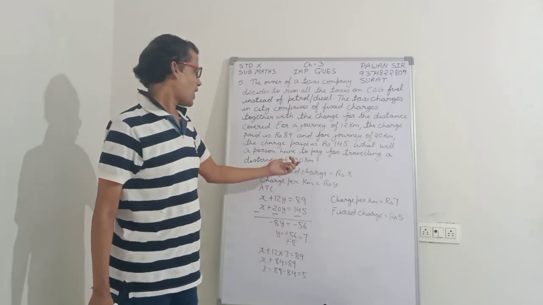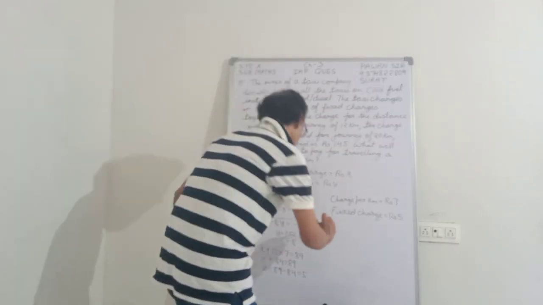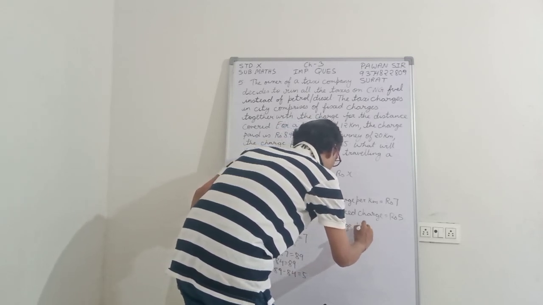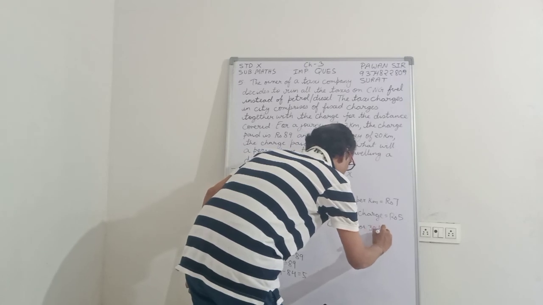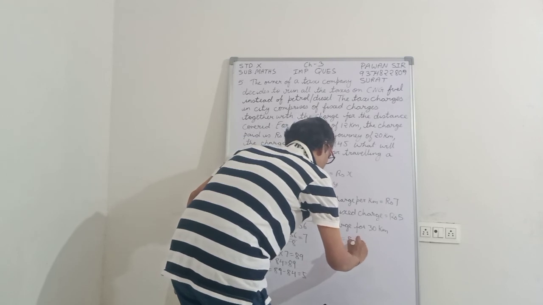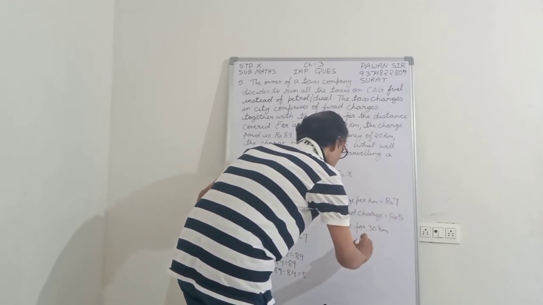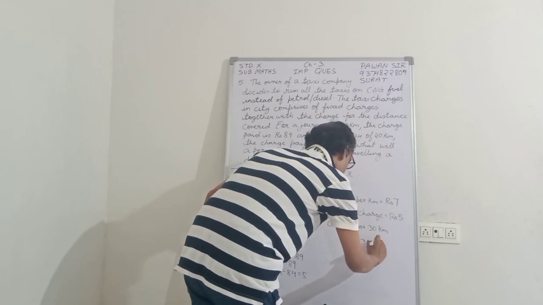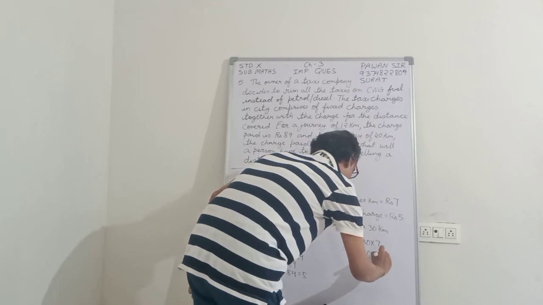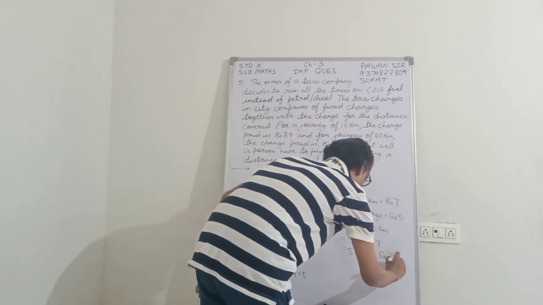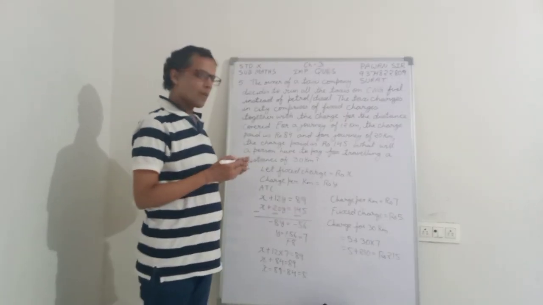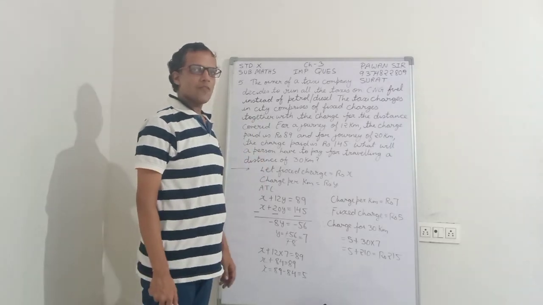Now we have to find the charge for 30 km. Therefore the charge for 30 km is the fixed charge plus the charge per kilometer into 30. So 5 plus 210, and it is equal to 215 rupees. So our answer is 215 rupees. So this completes our fifth question, and it is a very important question.